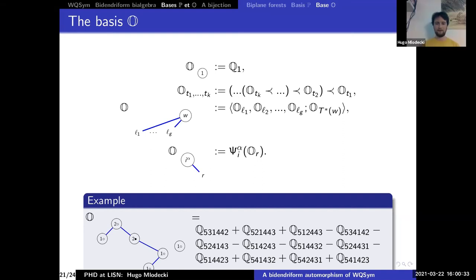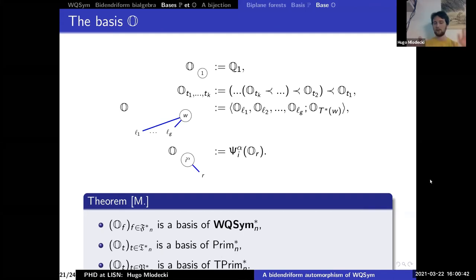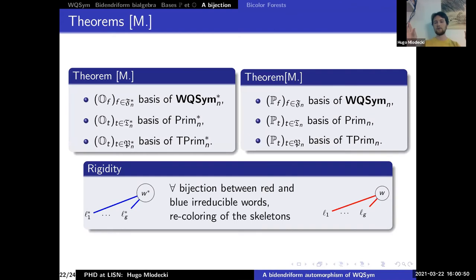Okay. I will wrap up. So here is the main theorem. Exactly the same as before. And with these two bases, the rigidity theorem says that if we recolor the skeleton, only the skeleton, any bijection on red and blue irreducible words is fine. But the right side is not clear at all for now.